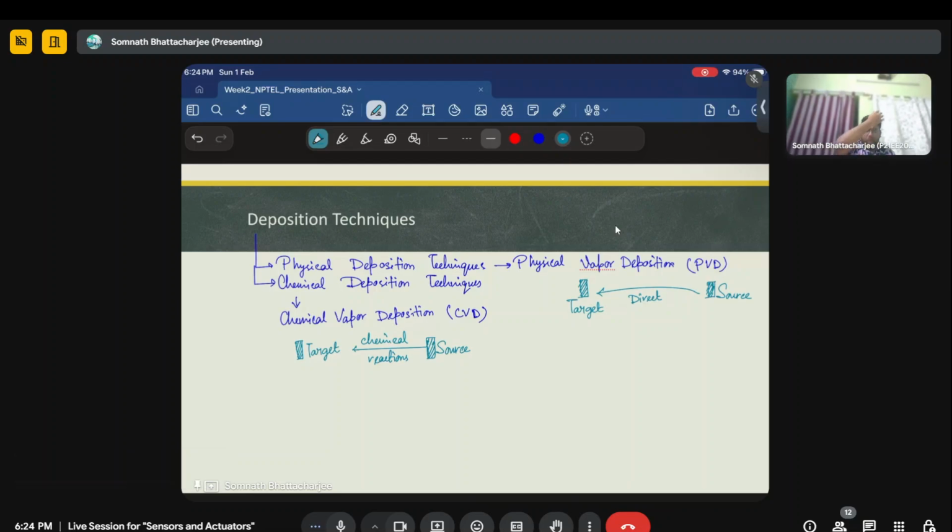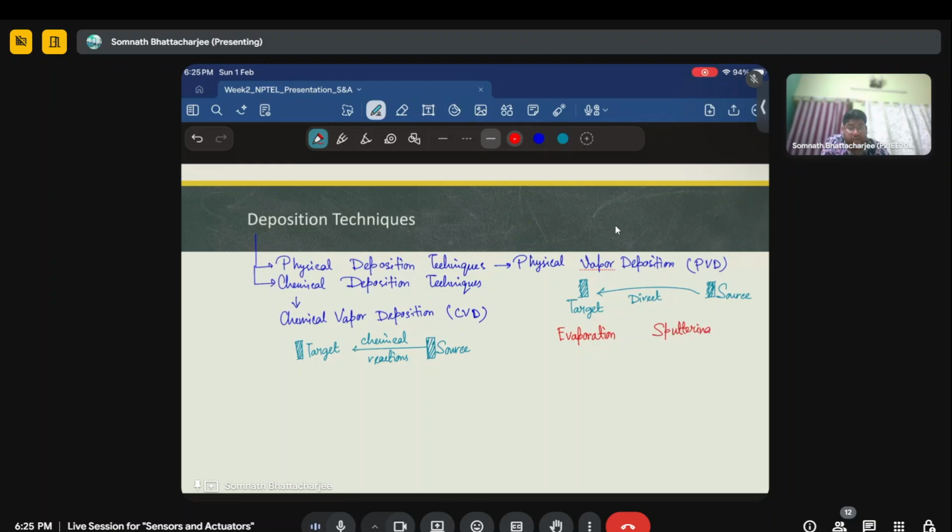Now, there are several different kinds of PVD techniques and CVD techniques, and the most common ones are obviously evaporation, and another one is sputtering.